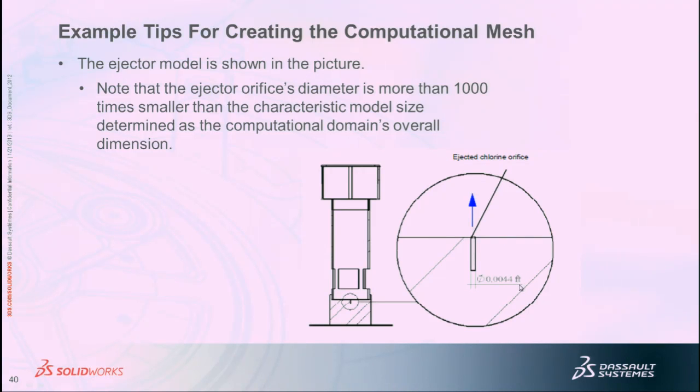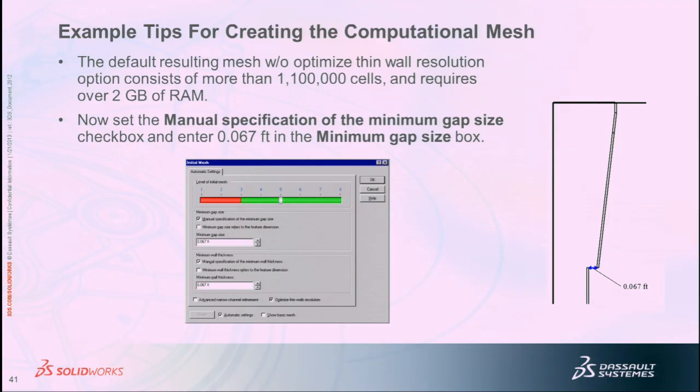So we would call this a large aspect ratio model, meaning we have some very big computational domain that we have to account for, a large external fluid domain, but a very, very small opening for the chlorine gas. Rather high velocity, so there's a lot of gradients, a lot of diffusion going on between the chlorine gas and the air. Okay, so that's what they're saying in the slide. Note that it's about 1,000 times smaller than the characteristic model size for this particular model.